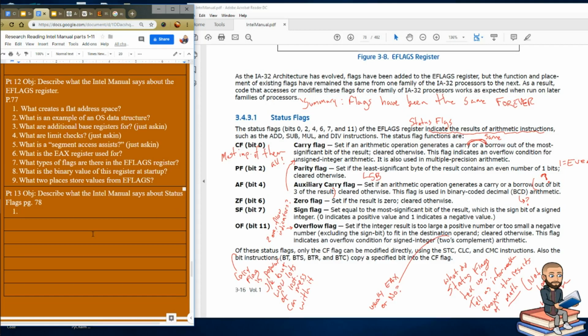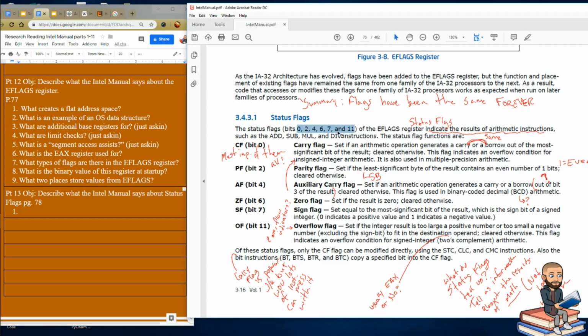The objective today is to describe what the Intel manual says about status flags. So we're on page 78. It says that the status flags, bits 0, 2, 4, 6, 7, and 11 of the EFLAGS register, indicate the results of arithmetic instructions.